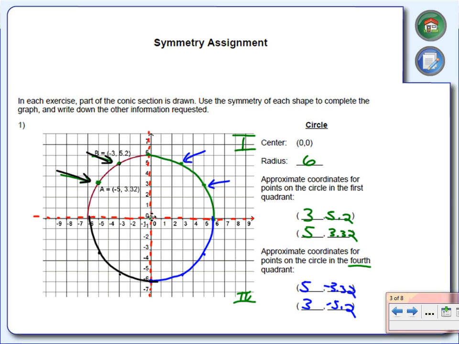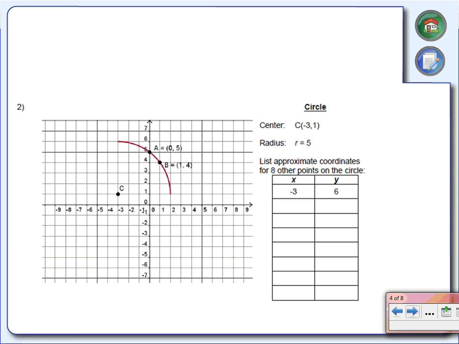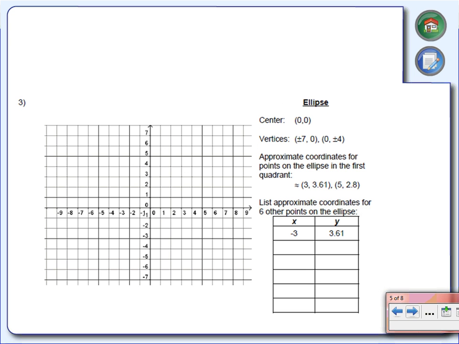All right, we're going to skip number 2, and we're going to jump on over to number 3. So go to the next page. Let's take a look at number 3. This time what we're doing is we're looking at an ellipse. Now here's what they tell me about this ellipse. The center of this ellipse is going to be at 0, 0. So I'm going to go ahead and put a dot there at 0, 0.